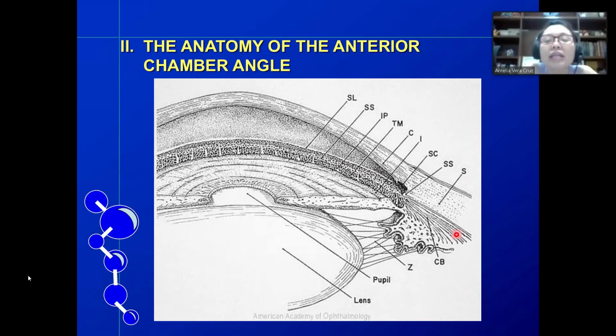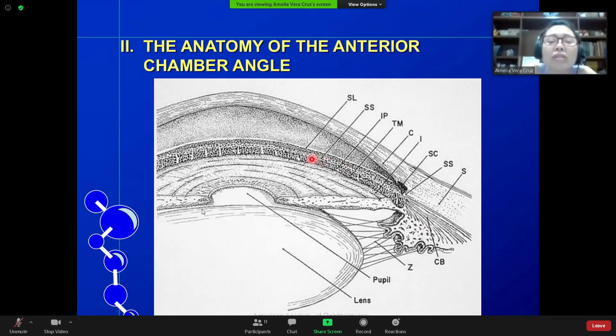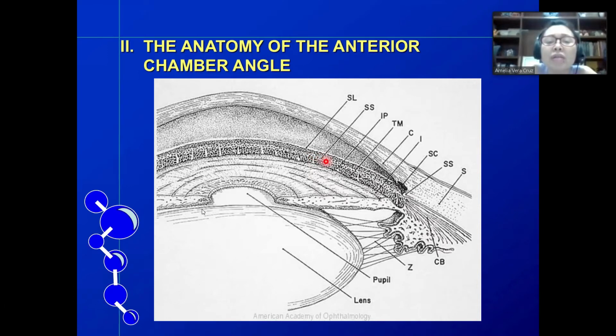Then, next to your trabecular meshwork is your scleral spur. The next is your ciliary body band. So, the drainage of your aqueous will start from your posterior trabecular meshwork until your ciliary body band. Your ciliary body band, that is where your aqueous is also absorbed through your uveoscleral outflow.